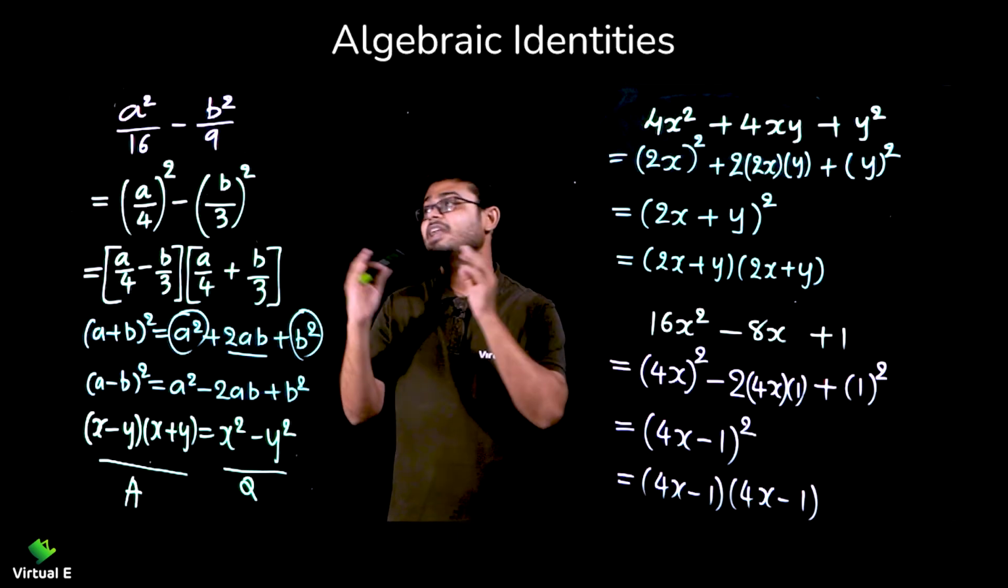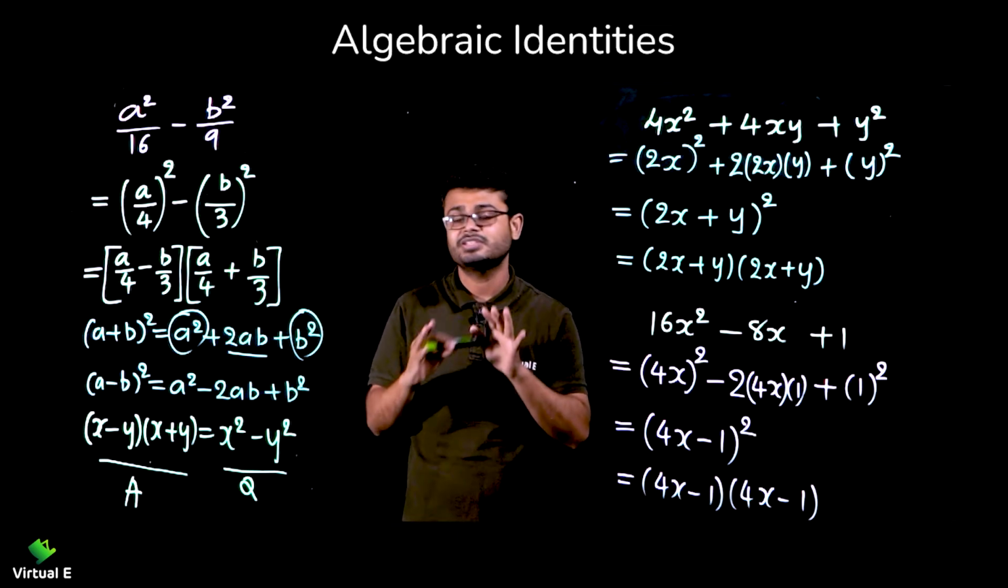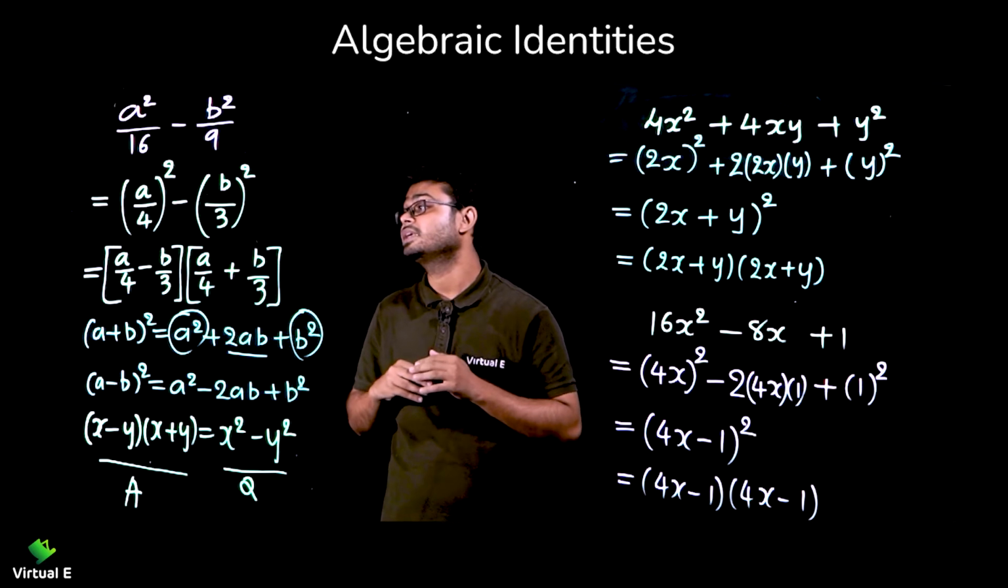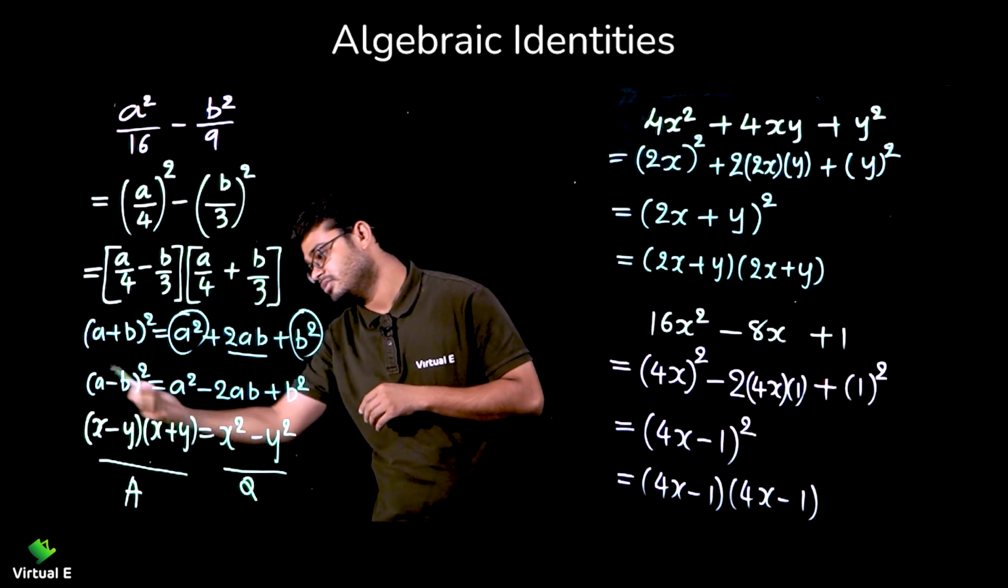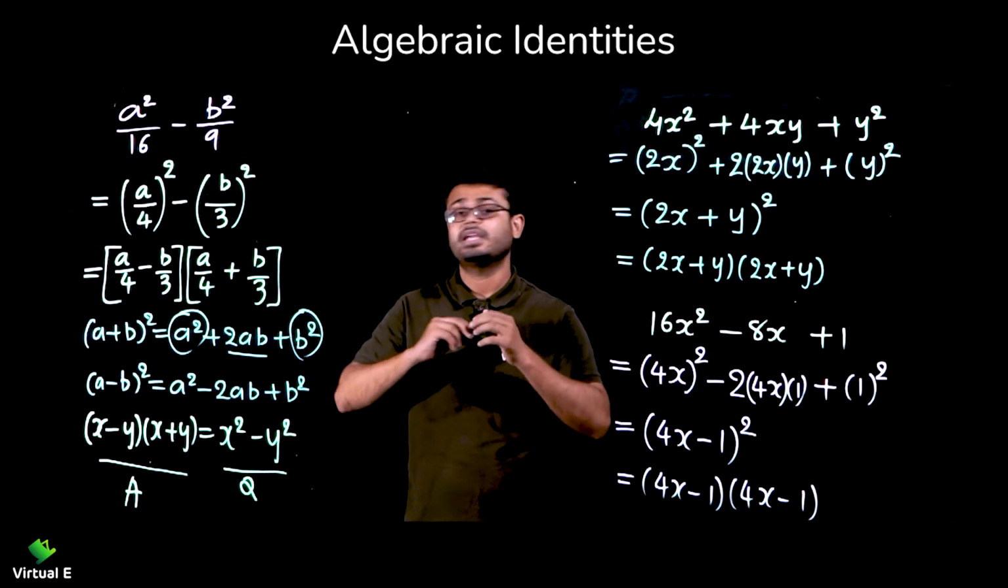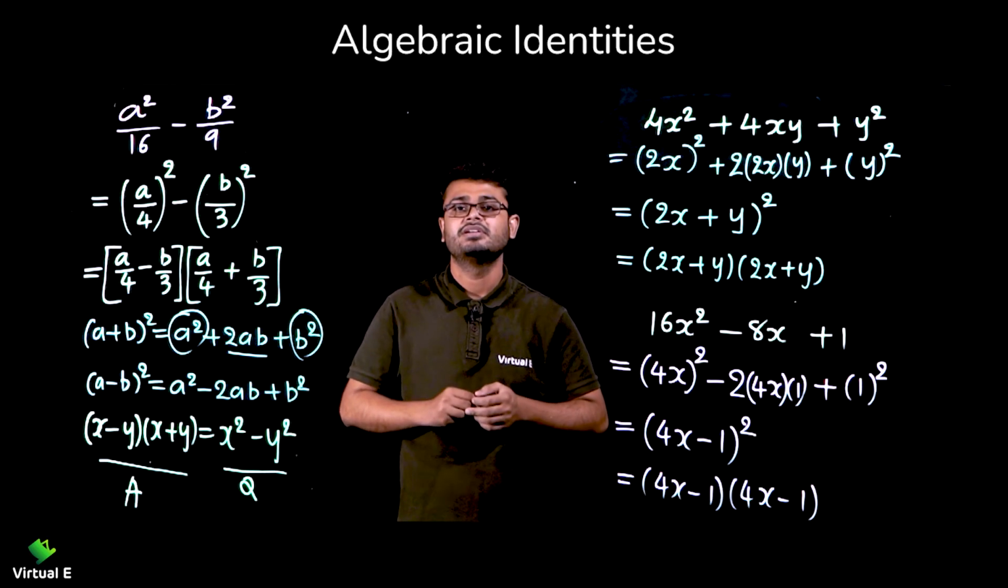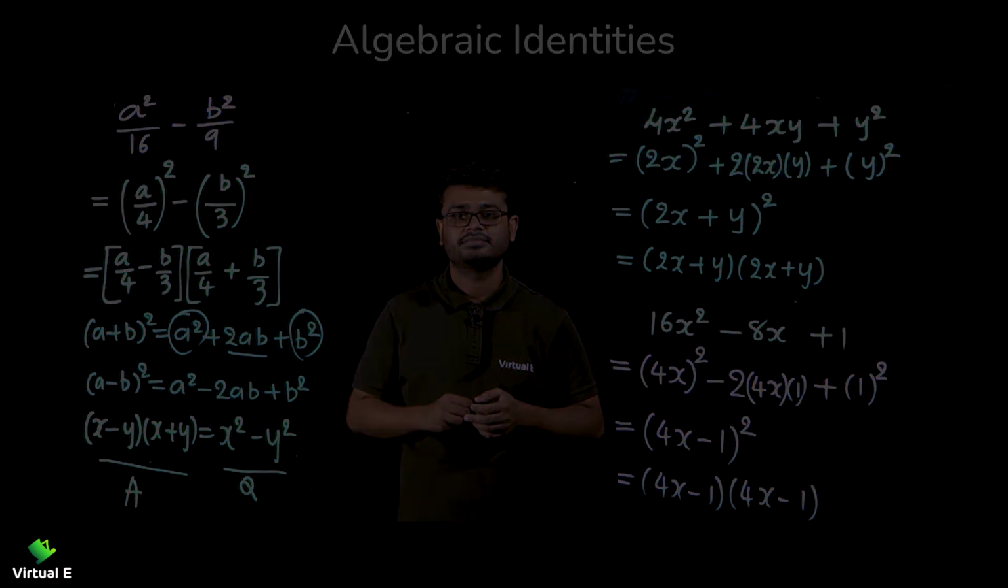Remember, if there is addition between them, we cannot factorize it, right? So please don't bother about that. This is the special case. With the subtraction, we just follow the reverse identity and we can get the answer. Let's discuss a few other identities.